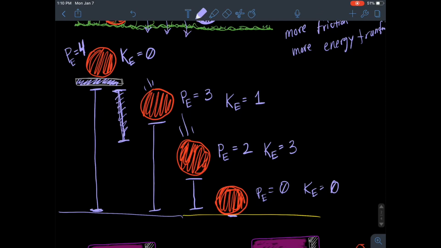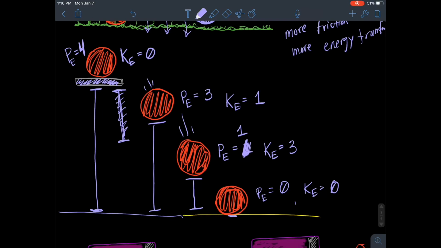So up here I need to change this value here, because the total energy in the system should never change. If we have 4 to start and 4 in the second step, we should end up with 4 in the third step. So we're going to say it has potential energy of 1, kinetic energy of 3. At the end it has potential energy of 0, kinetic energy of 0.